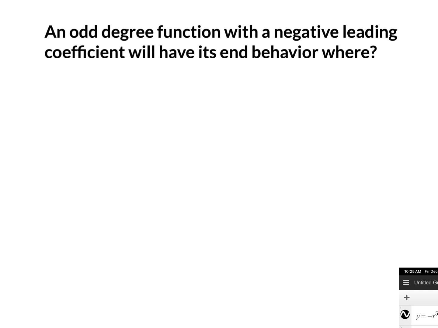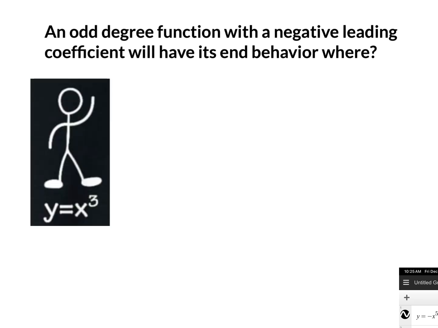All right, talk to a partner about this. An odd degree function with the negative leading coefficient will have its end behaviors where? Talk to a partner, go for it. Okay, guys, so we should know that an odd degree function has end behavior down here and up there, right? But if it has a leading coefficient that's negative, then what's it going to do to these end behaviors? It's going to flip them. Does that make sense? Yeah, so instead of like a cheerleader with pom-poms like this, if you have a leading coefficient that's negative, it's going to flip them and put them up here and down there.